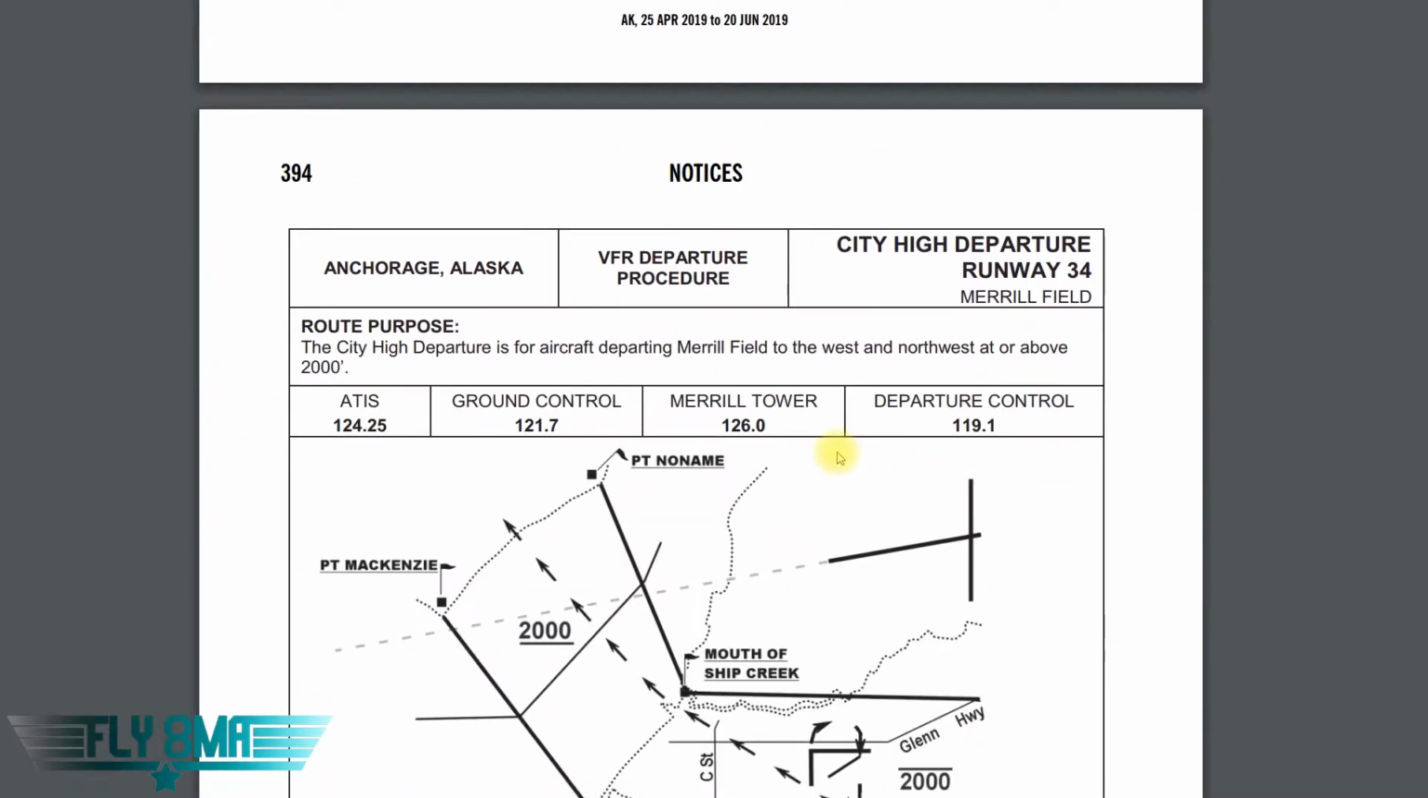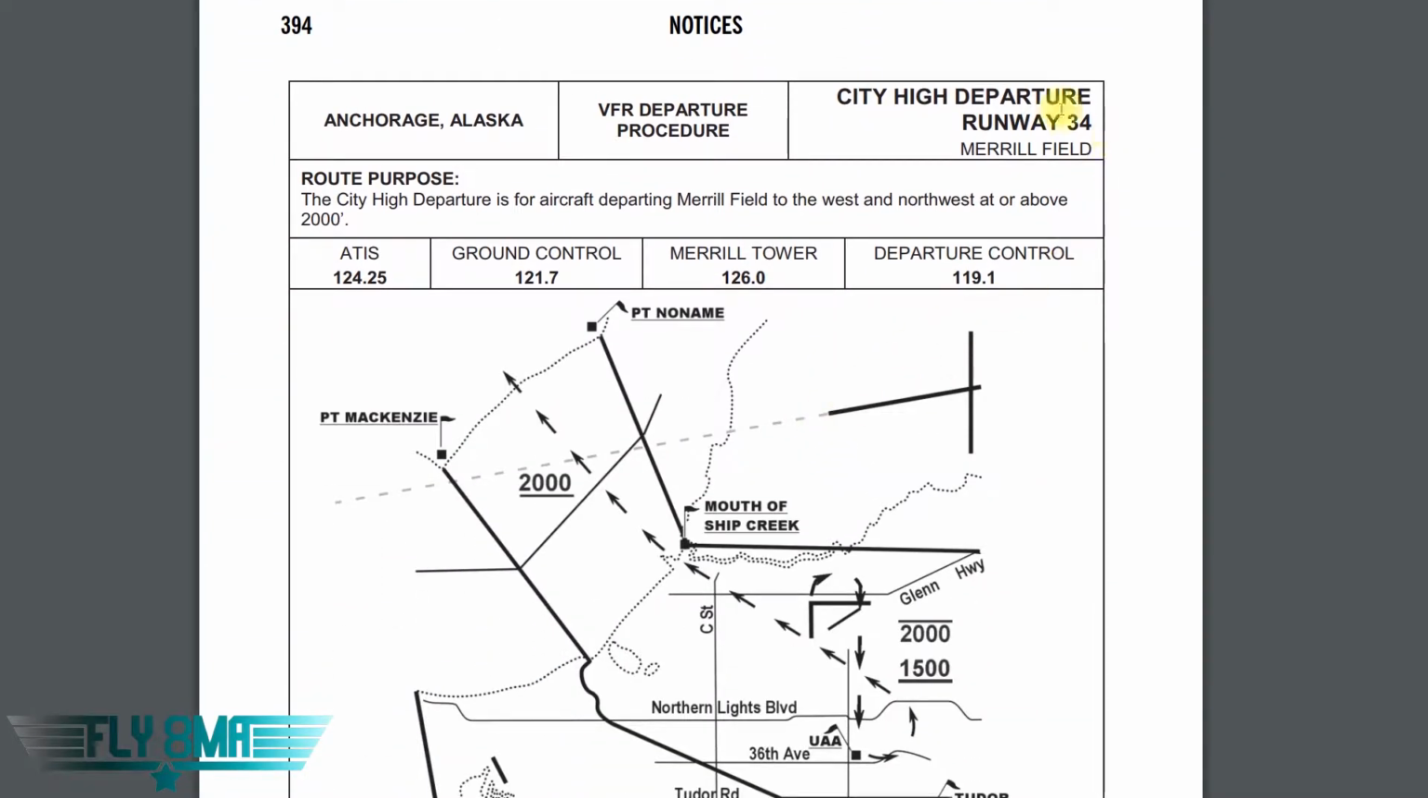Now moving on to a little bit more fun for departures, right? Now we have the City High departure for runway 34 off Merrill. Runway 34 is that north runway that you're going to have to make a pretty quick turn for because Elmendorf's airspace is right there. So the City High departure is for aircraft that are departing Merrill to the west and northwest at or above 2,000 feet. Again, 2,000 is a great idea going across the water. That water is super cold.